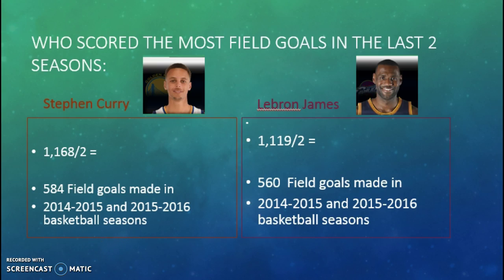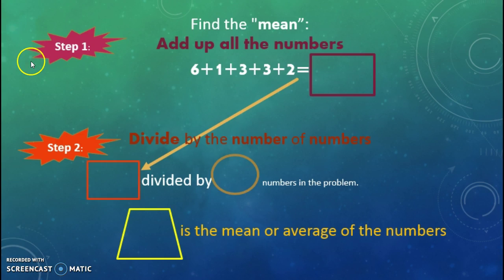Now it's your turn to give this a try. Remember, step 1 is to add up all your numbers when you find the mean. So you're going to add your numbers, 6 plus 1 plus 3 plus 3 plus 2, and you're going to write your answer right here. Then I want you to bring your answer down to this box for step 2.